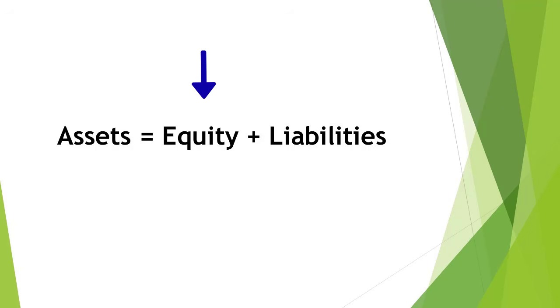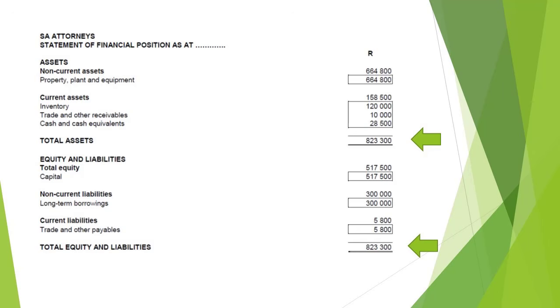This is similar to the accounting equation. Assets should always equal equity plus liabilities. If you now look at the top part of the Statement of Financial Position, you will see that it is the total of all the assets of the entity. The bottom part is equity plus all the liabilities. The Statement of Financial Position thus reflects the accounting equation.